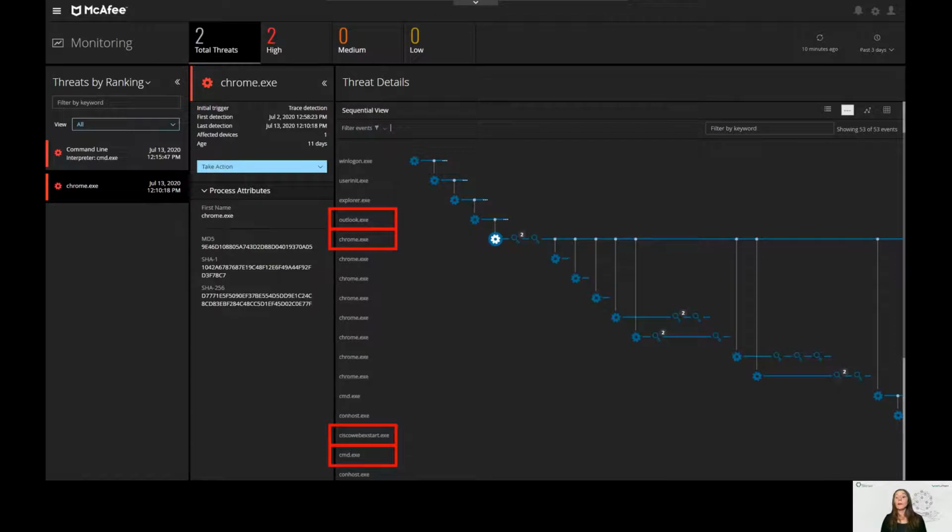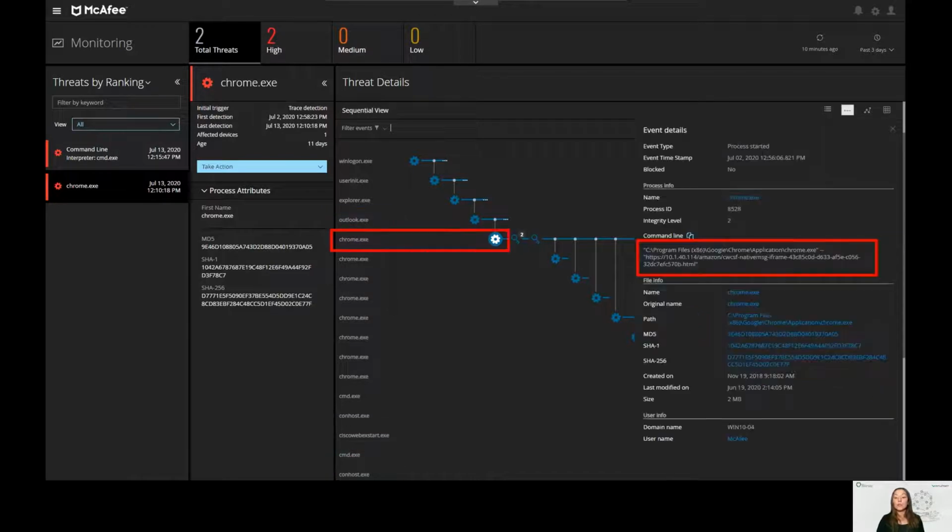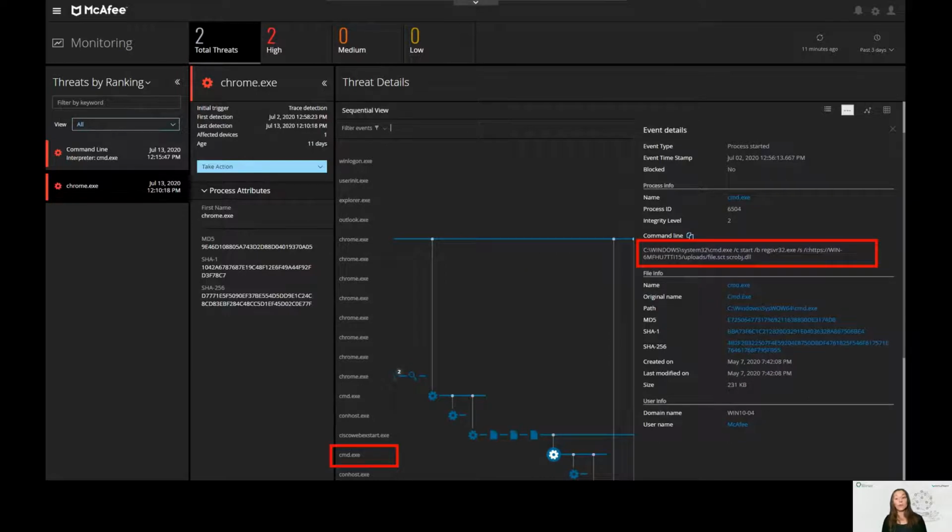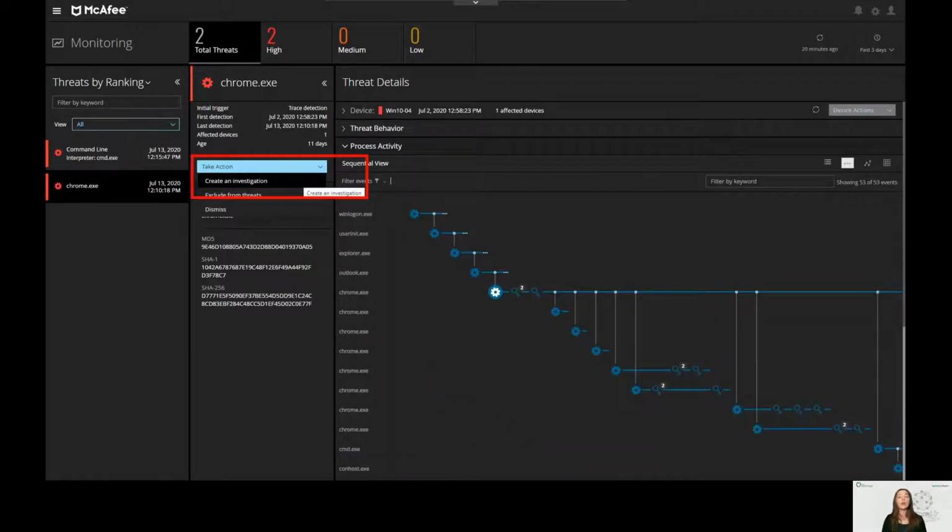Switching to a sequential view, he can see that Outlook, Chrome, Cisco WebEx Start, and even Command Line are involved here. So digging deeper, you can see that Chrome executed a connection out to an external web address. Even though Amazon is involved in the URL, there is no Amazon.com here, and this is extremely suspicious. Going a little bit further, we can see that a command line ultimately was executed with what appears to be a squiblydoo attack. This is where our adversary is taking advantage of that WebEx plugin vulnerability in our environment. At this point, our SOC analyst is satisfied that he has seen enough to move forward and take action to create an investigation to delve into this further.